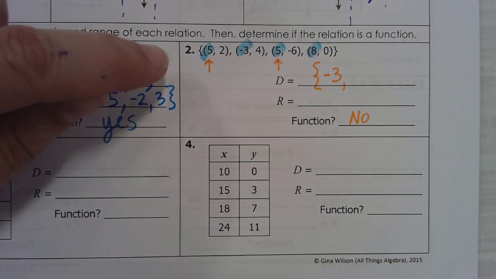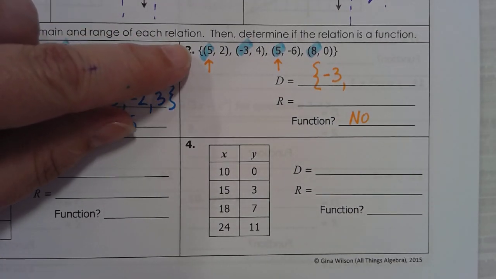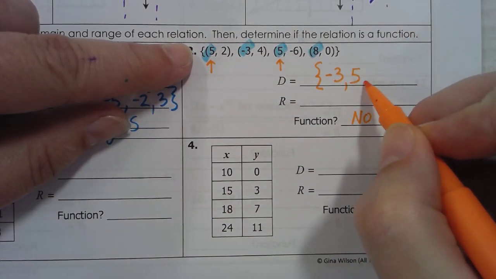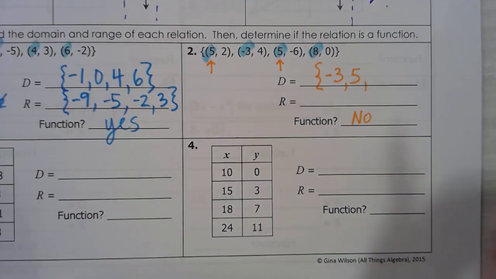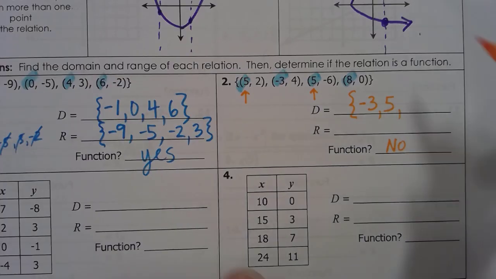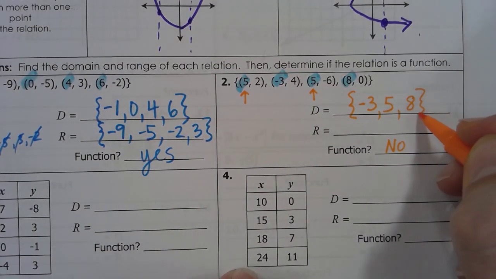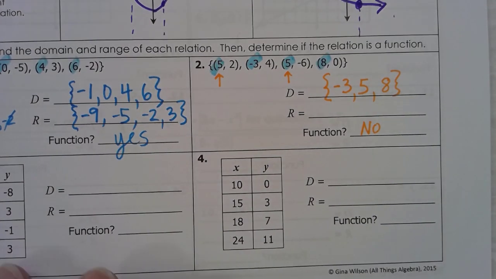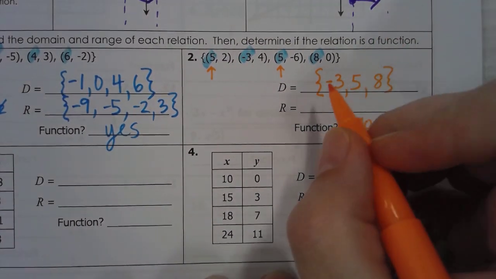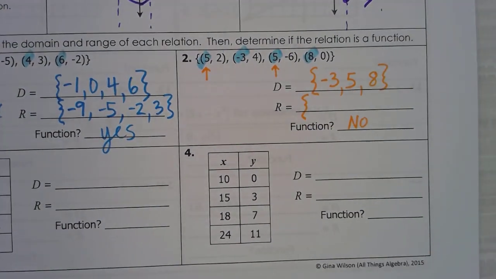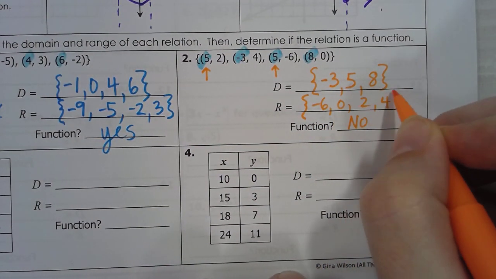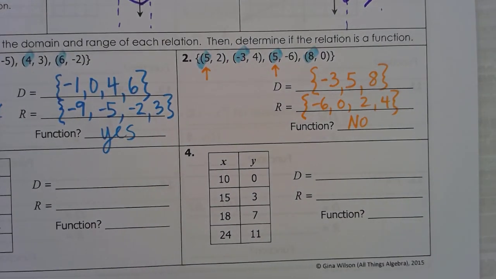-3, 5 and 8. Ruben, come on, kill it. Yeah, 5, 8. That's 2 5s. You don't have to list it out. Don't repeat, because then it's just extra work. You don't do extra work. So -3, 5, and 8, and then the other one, Jakevion. -6, 0, 2, and 4. Thank you. Brilliant. Awesome.